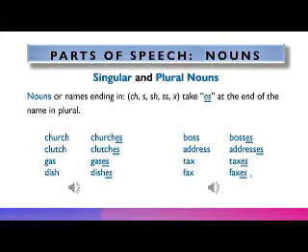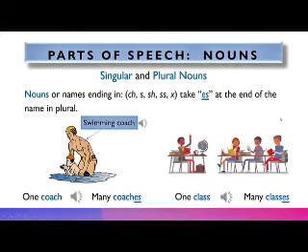Fax, faxes. Parts of speech. Nouns, singular and plural nouns. Nouns or names ending in ch, s, sh, s, x take es at the end of the name in plural. One coach, many coaches. Swimming coach.